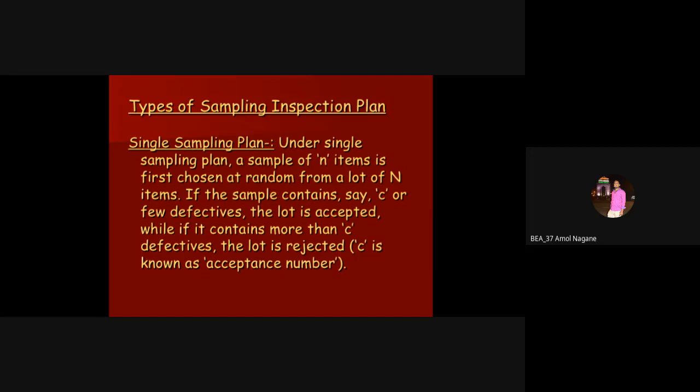Suppose one industry is manufacturing nut and bolt. Within 1 hour they are manufacturing 1000 nuts and bolts. Is it possible to check each and every nut and bolt? This is done using go gauge and no-go gauge, which are measurement processes. But from the entire production we have to take only a sample.